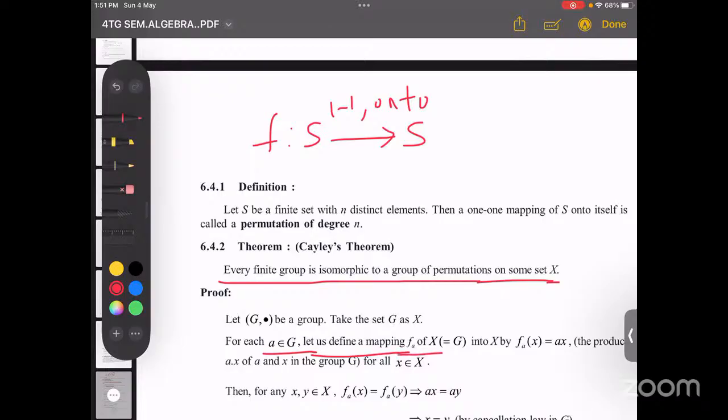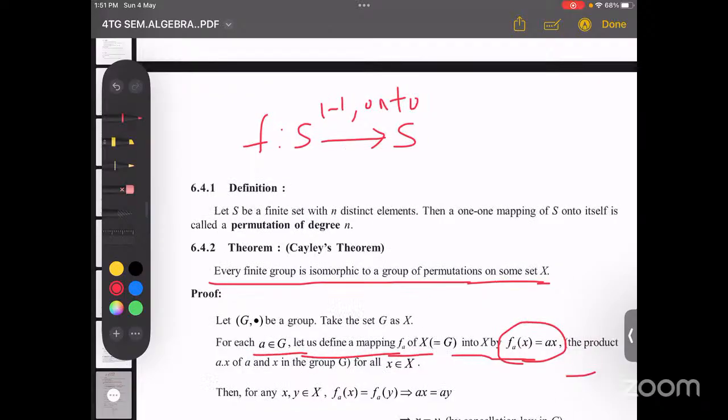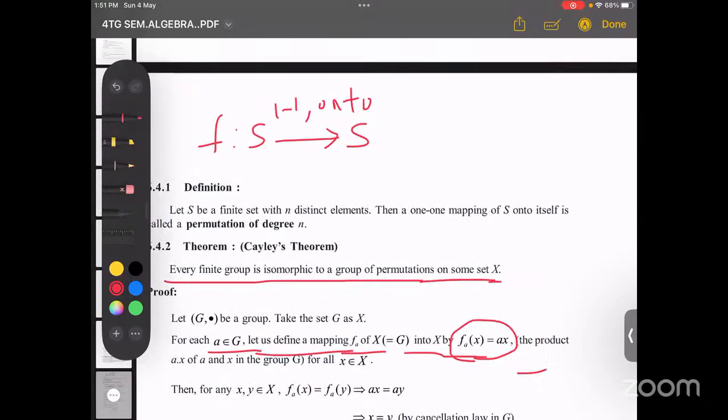Wherever X is there, it means it is the set G only, into X by f of A of X equals to AX. Okay, function f of AX equals to AX, this is important, this definition. So the product AX of A and X in the group G for all X belongs to X. So this is the important one, you have to remember this one.